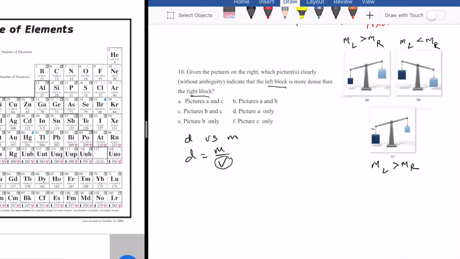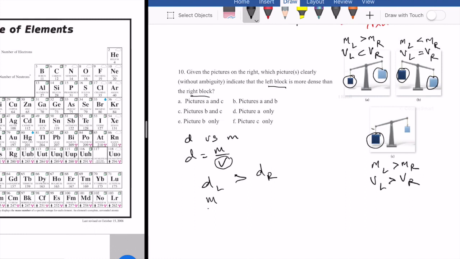So for picture 1, my volume on the left is less than the volume on the right, because that's a smaller box compared to this one. In this one, both of them look the same, so volume on the left is equal to volume on the right. And in this one, the left one is bigger, so volume on the left is bigger than volume on the right. To calculate density, I'm going to need to take the mass over volume. The density on the left is going to be greater than the density on the right if the mass over volume on the left is greater than the mass over volume on the right.